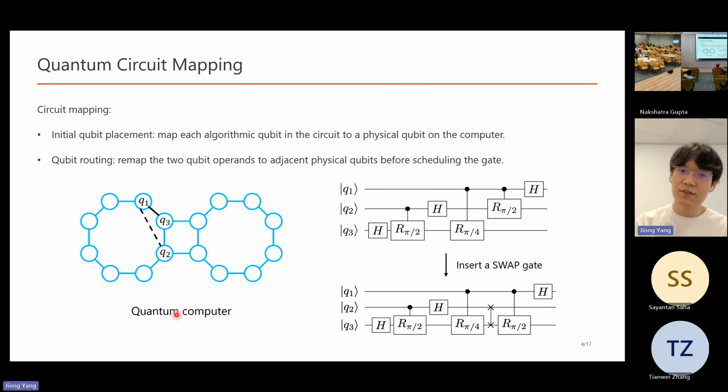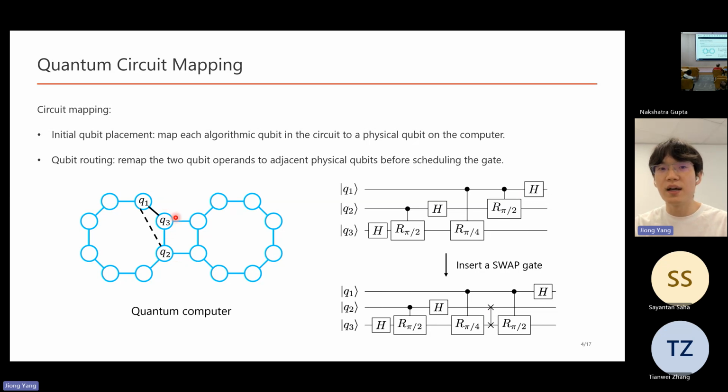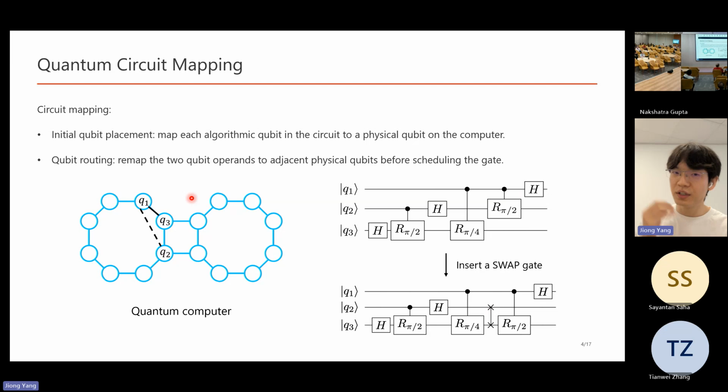If you look at the graph, the gate originally operating on Q1 and Q2 cannot be executed because Q1 and Q2 are not adjacent. But after inserting the swap gate between Q2 and Q3, the gate now operates on Q1 and Q3, which are adjacent in the graph, and therefore this gate can be properly executed now. So a quantum computer's ability to execute a quantum circuit is limited by the connectivity between physical qubits, but we can always insert swap gates to work around this limitation.